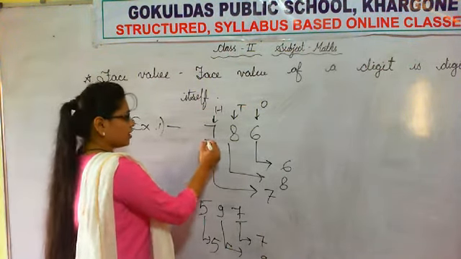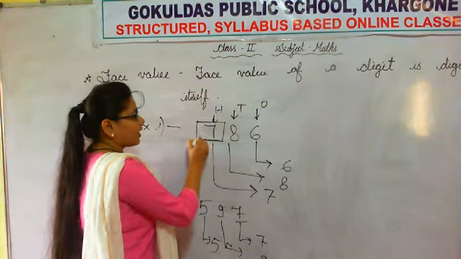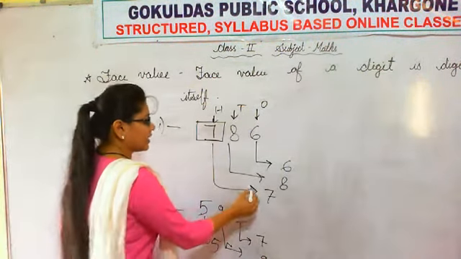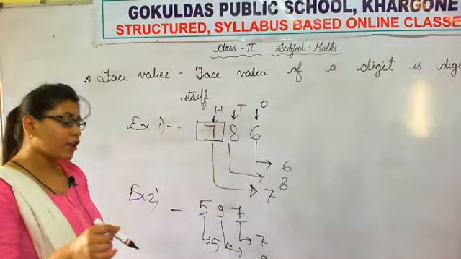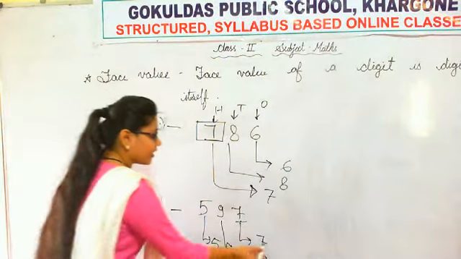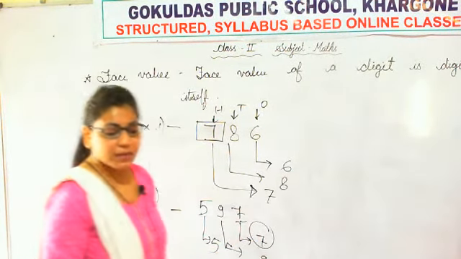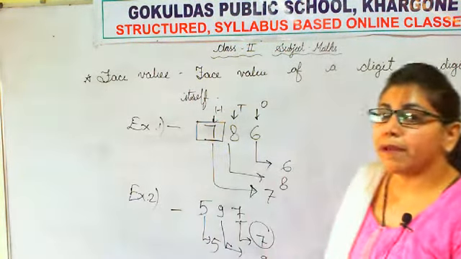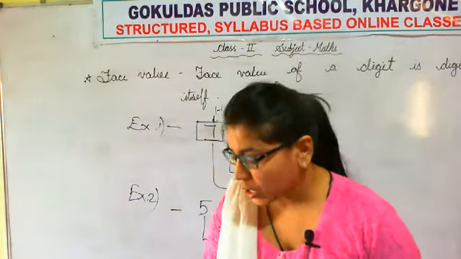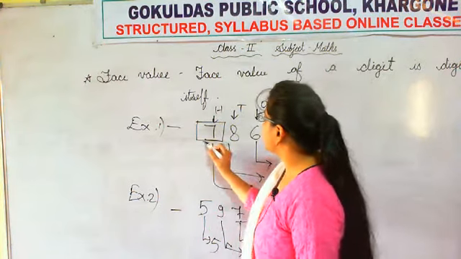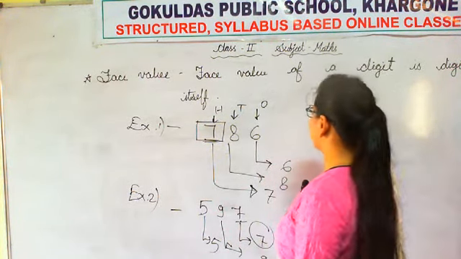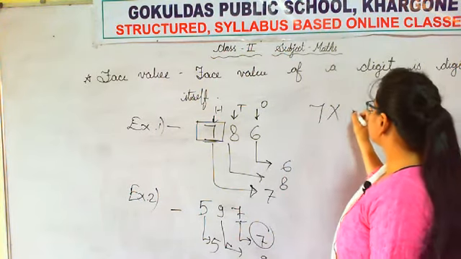So the face value of 7 in the number 786 is also 7, and the face value of 7 in the number 597 is also 7, because face value does not depend on its position, but the place value depends on the position. So what will be the place value of 7 in this number? Place value is the digit in its place.